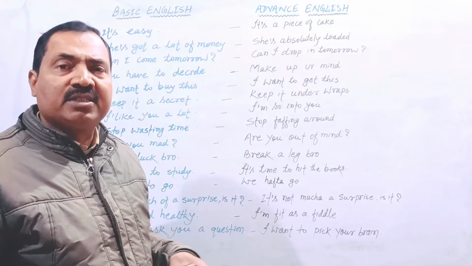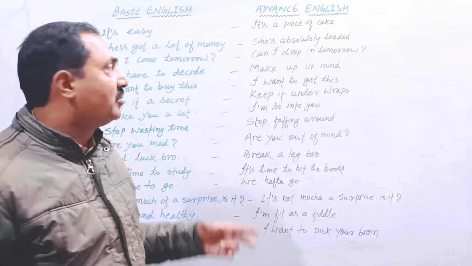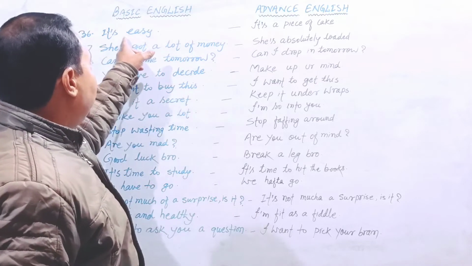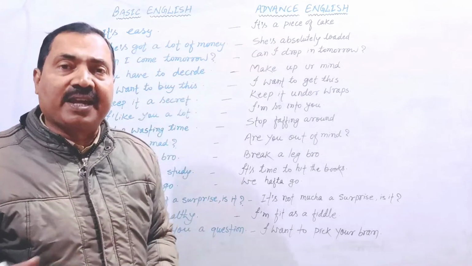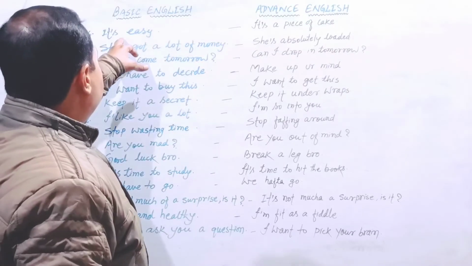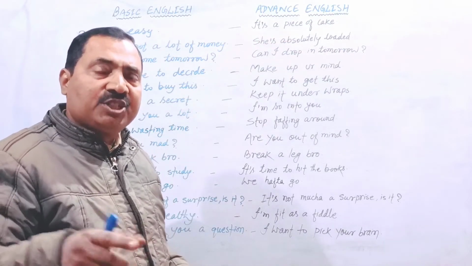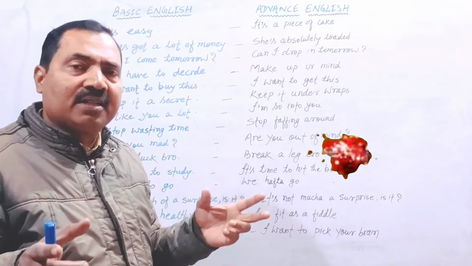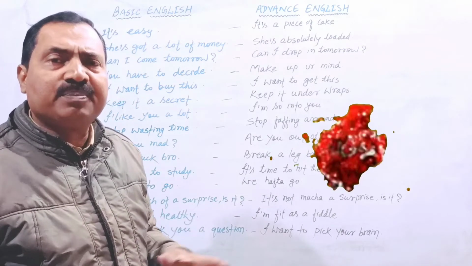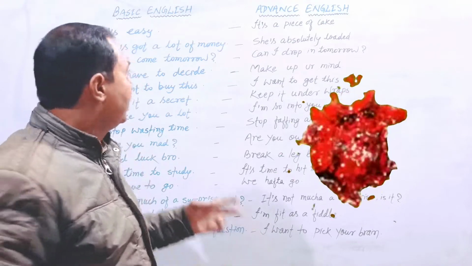This work is a piece of cake. I can do it easily. That's English. It's easy. It's a piece of cake. यह आसान है. यह काम तो बहुत आसान है. It's a piece of cake. I can do this work.